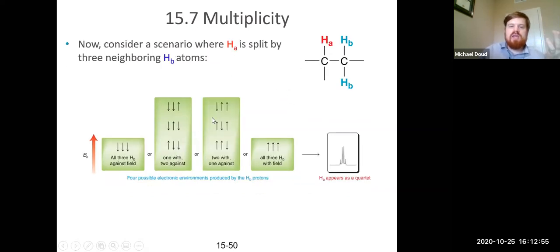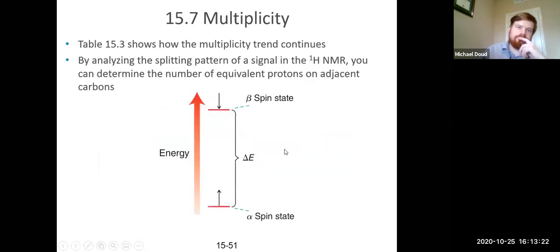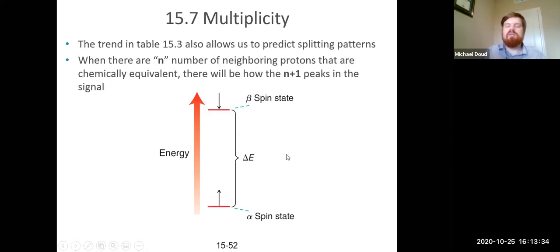Now you look at it with three, and then you have a quartet. So this is where you have all three against, all three with, and then combinations: one with, two against, or two with, one against. This also explains why we see the quartet pattern as small, big, big, small, because the small peaks only represent one possible alignment of the HBs, whereas the big peaks represent three separate alignments of the HBs. So they're just more likely to occur. You can look in your book, there are more pictures as that goes on. But that's what you need to keep in mind. Basically, we don't just have the alpha and beta spin state. We have to consider the spin states of the neighboring protons as well.